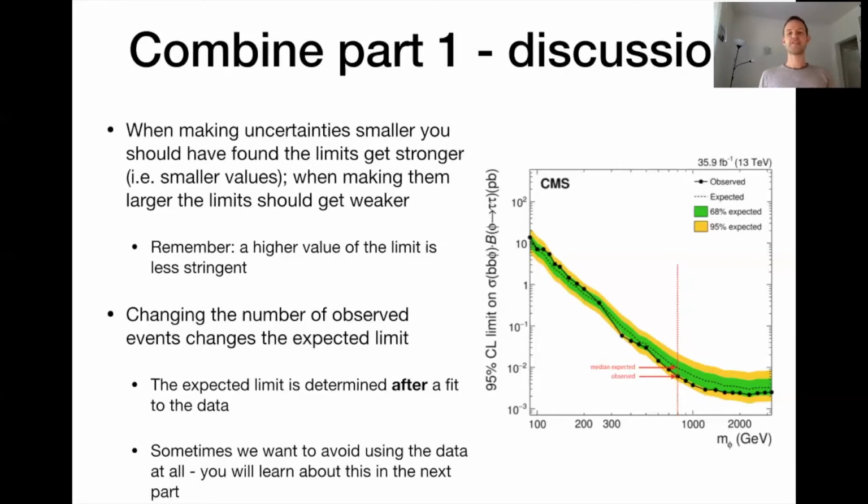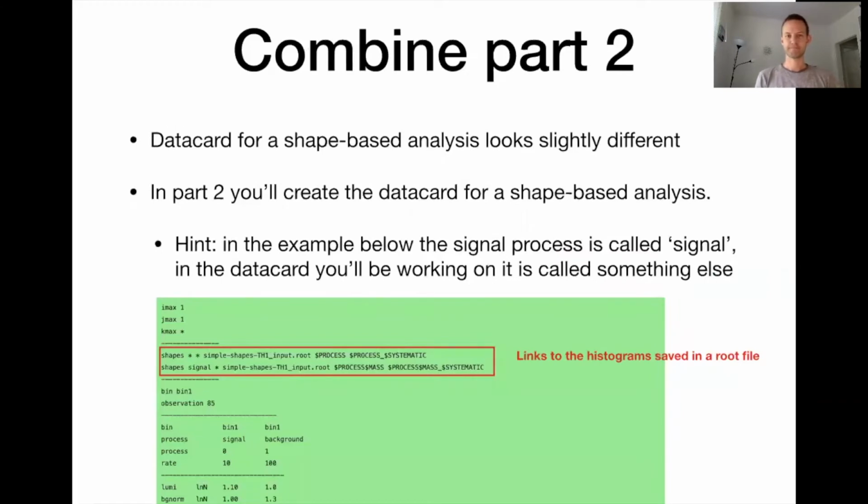So actually, this is a fully normal feature of the limit setting. But sometimes you will actually want to avoid using the data at all, so not even performing this fit to the data for the expected limit. And so you're going to learn about this in the next part, which is part 2, which you can start now.